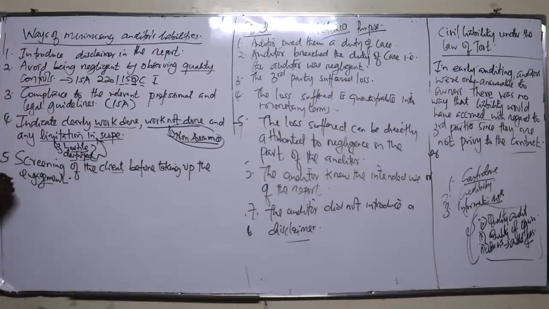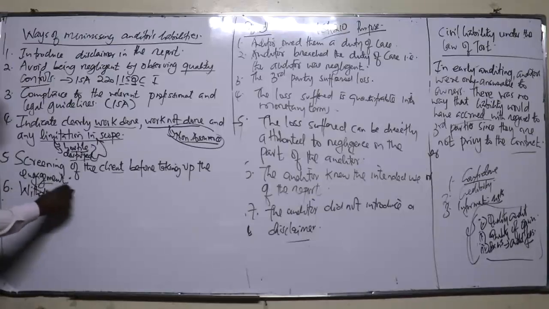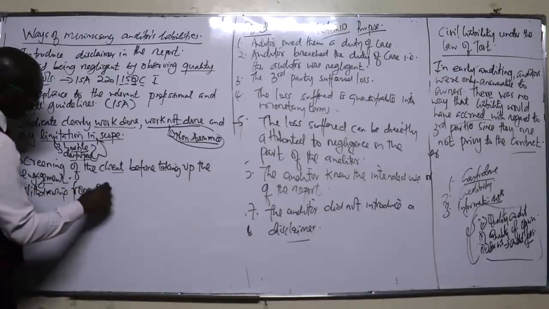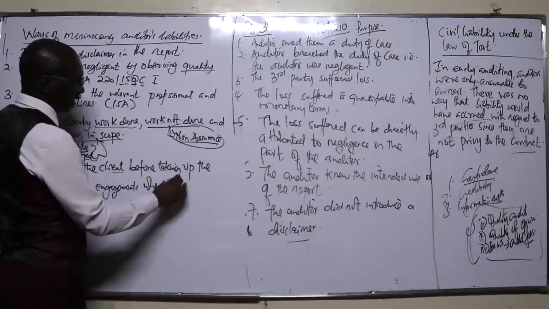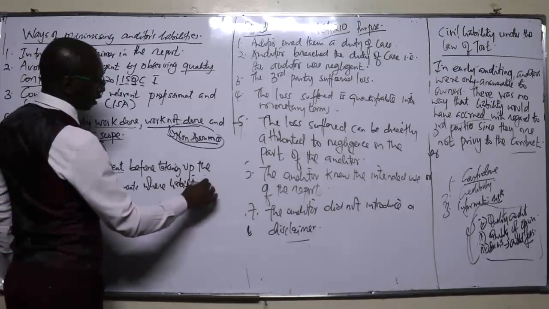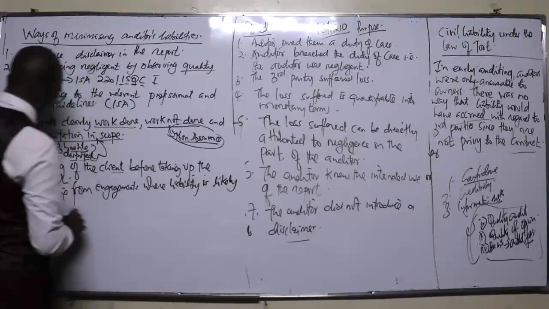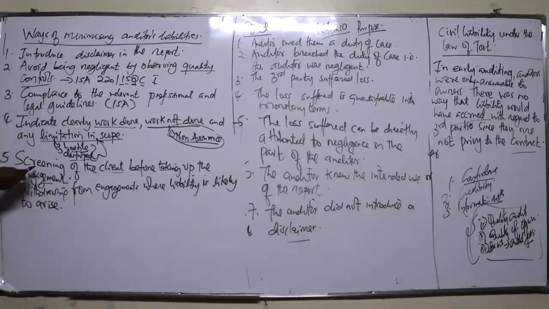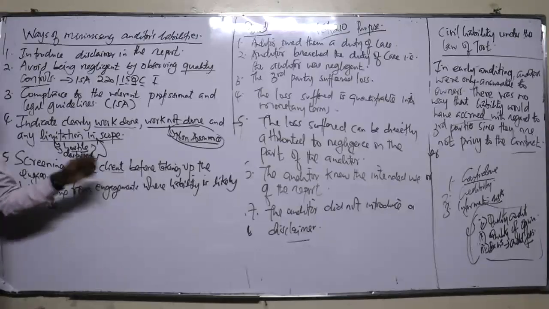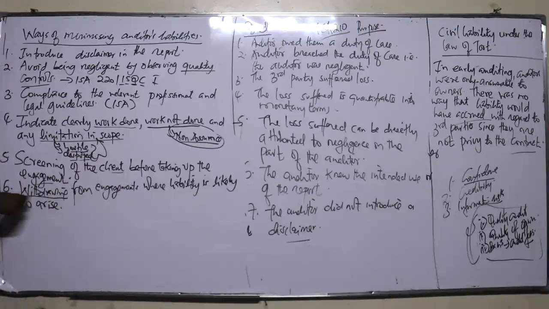Number six, withdrawing from engagements where liability is likely to arise. So you are screening to avoid engaging with a client where liability may arise. But if this comes to your attention when you have already taken up the engagement, then you have an option to withdraw, to disengage from undertakings where liabilities are likely to arise.